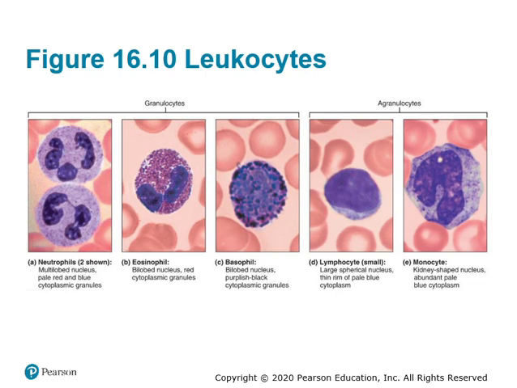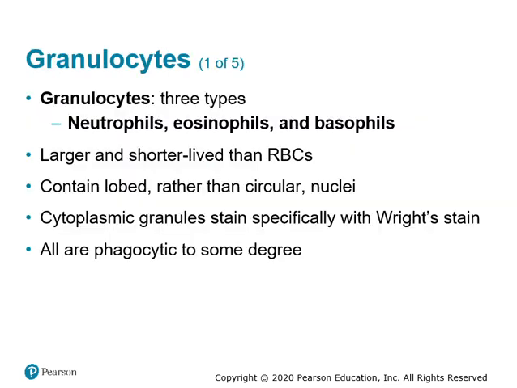When it comes to the agranulocytes, they hold both the biggest and the smallest white blood cell. Lymphocytes are the smallest white blood cell, and monocytes are the biggest. Now let's talk about those granulocytes, and then we'll take a closer look at each. So there's 3 types of granulocytes: neutrophils, eosinophils, and basophils. Now they tend to be larger and shorter lived than red blood cells because they often die fighting. They contain lobed nuclei, still one nucleus, and they have cytoplasmic granules that stain specifically with Wright stain. And they're all phagocytic to some degree.